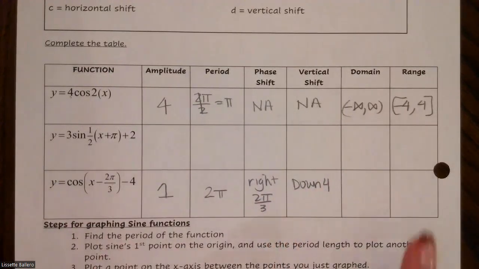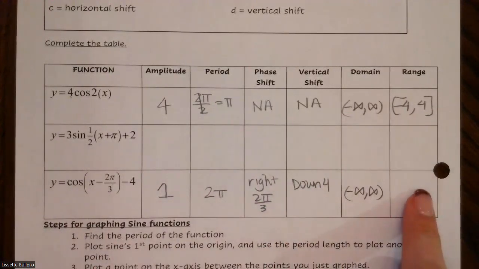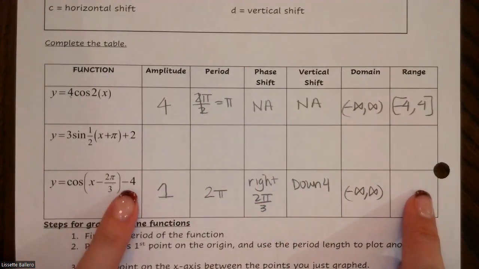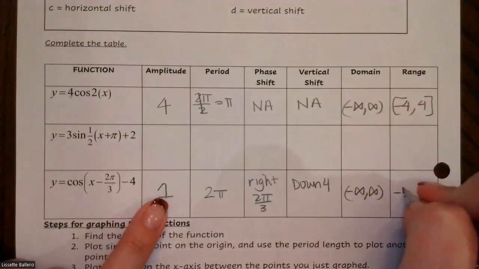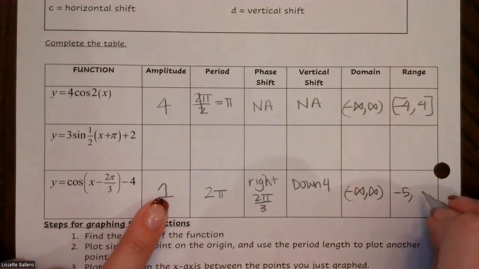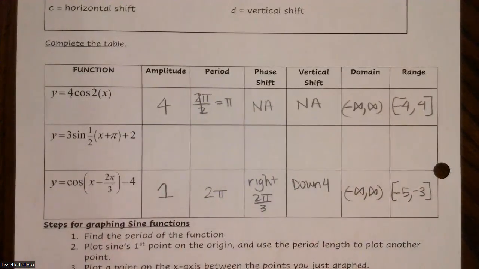All right, that does not change our domain. It does change our range. Our center is going to go down 4. So my new center is going to be at -4. The amplitude is 1, so it's going to go up from -4, 1, and down from -4, 1. So the lowest point is going to be at -5, and the highest is going to be at -3. Now go ahead and pause the video and work that one problem.